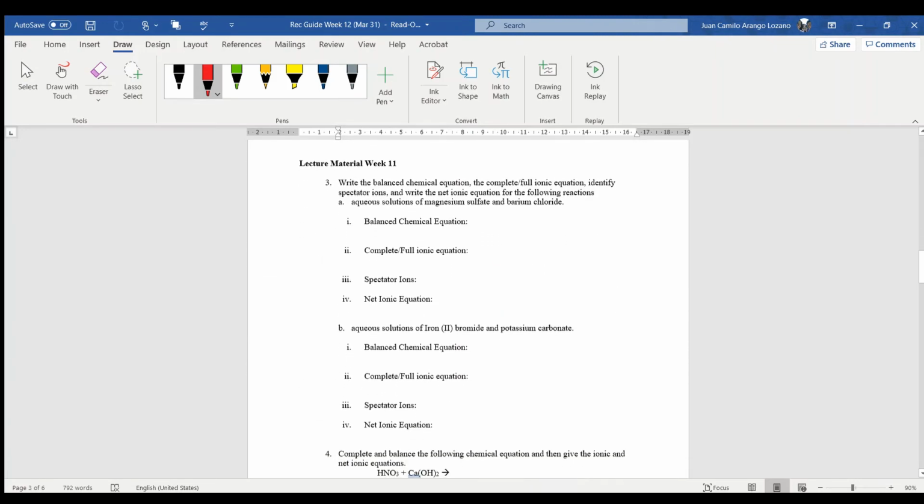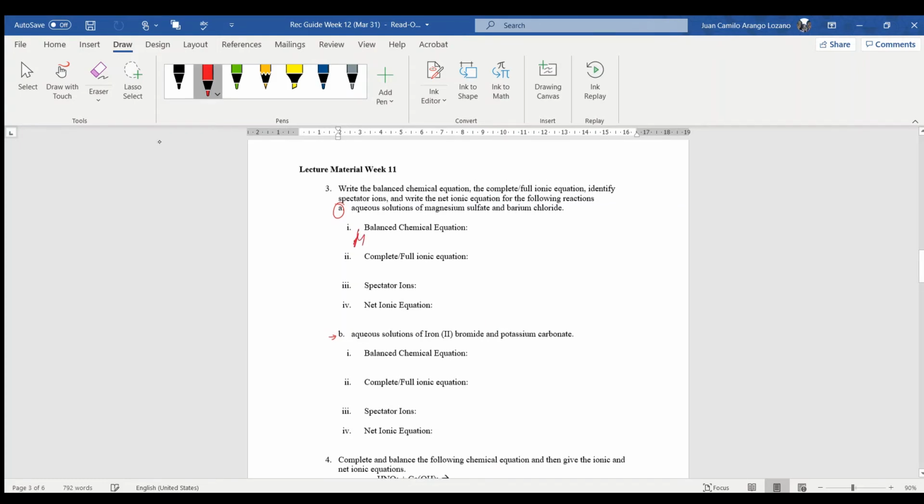Moving forward, they are asking me to write a balanced chemical equation, to complete the full ionic equation, identifying spectator ions and writing down the net ionic equation for the following reactions. I will cover reaction A, you will go over reaction B. So they are telling me that I have magnesium sulfide plus barium chloride.